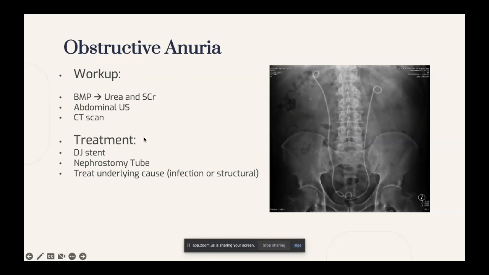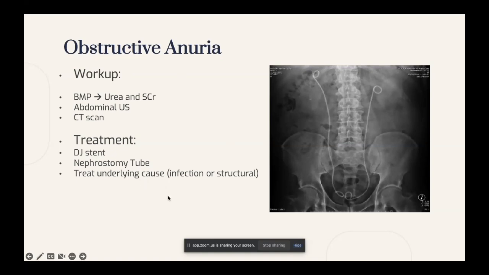The management usually starts with a DJ stent, a double J stent, as you can see here. It's a stent that helps to relieve the upper urinary tract, relieve the obstruction, and save the kidneys. If this is not viable, we can also do a nephrostomy tube, but usually this is not always done. The DJ stent is the best management for this.